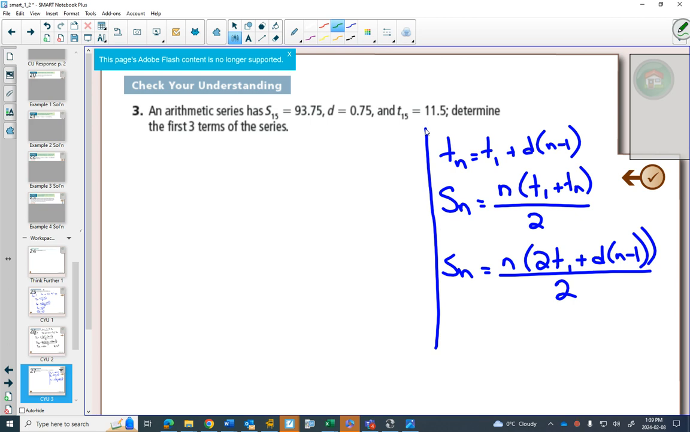So when I know that S15 is 93.75, that means I could plug in something for Sn, and I could plug in something for n because I'd be plugging in 15 for S15. So I can check mark those things off. What's the problem with this one? I still don't know T1 and D, just using this piece of information, okay? So now I go to my second piece of information, and that tells me D. So I would know D in this equation, okay?